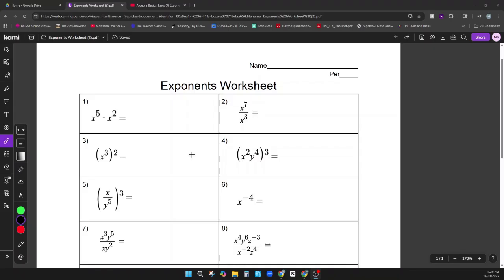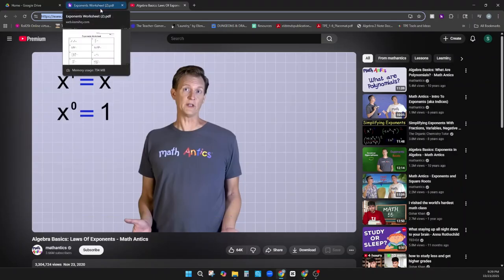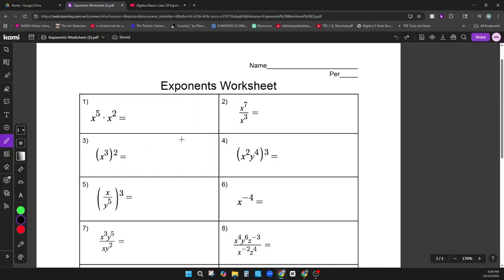Now, before you start this video and this worksheet, you should have watched our Algebra Basics video going over the laws of exponents. This should be linked in Google Classroom. Make sure that you watch this video before moving on. Just want to make sure that we refresh, and that we remember and understand how the laws of exponents work.